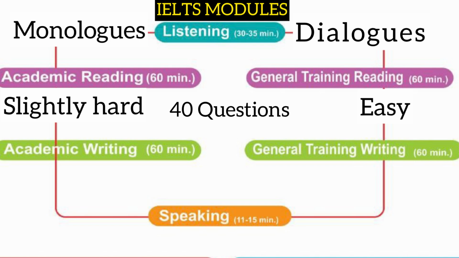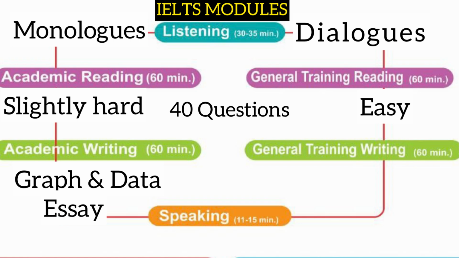Now moving on to the third module, which is your writing module. Definitely here there is a difference in terms of the difficulty, and also a difference in terms of the type of questions which are asked. For example, in your academic writing, there will be 2 different tasks. The very first task will consist of a graph or data, and you need to summarize and explain the information. And in the second task you have to write an essay.